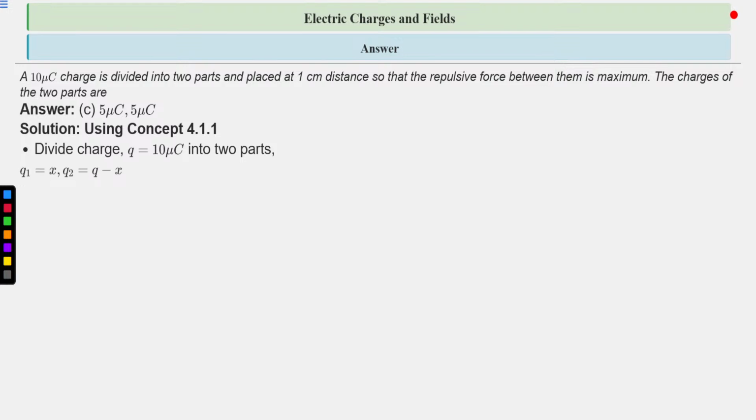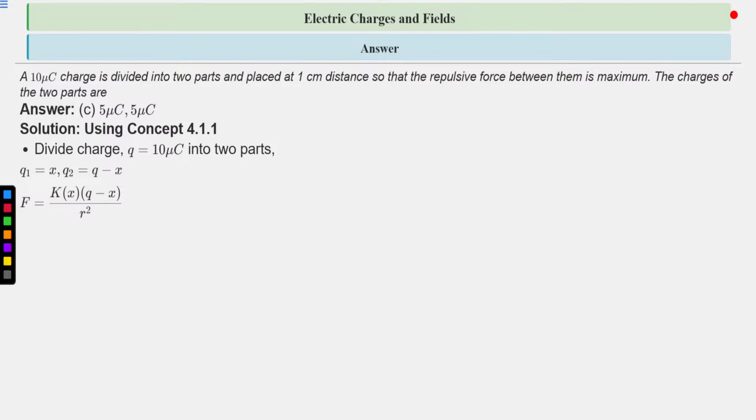So let's assume Q1 equal to X and Q2 equal to Q minus X. Means we are assuming Q equal to 10 microcoulomb, and that we have divided the charge into two parts. Q1 is the charge on the first part, that is equal to X, and Q2 is the charge on the second part, that is Q, the total charge, minus X.